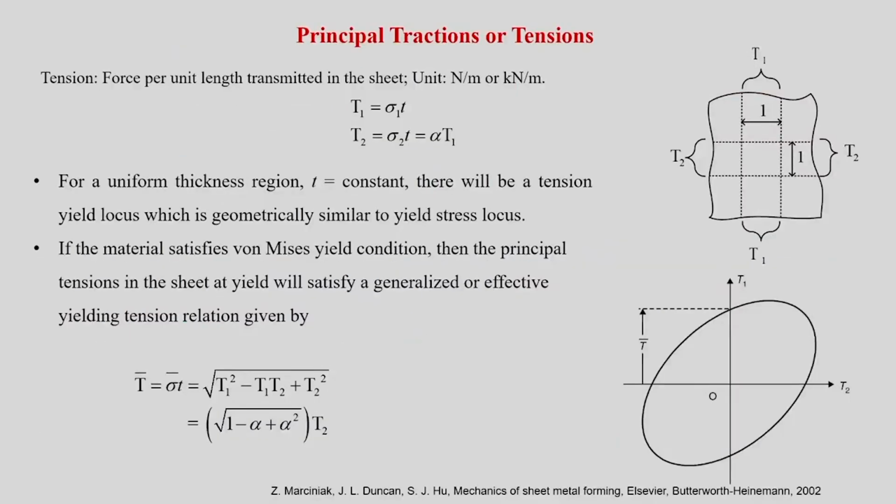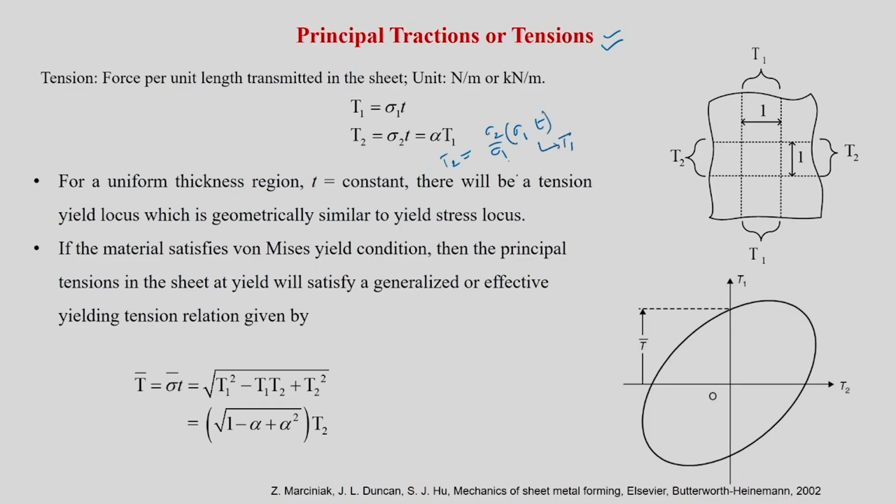Okay, so just to complete the last section of this, then we will go for a couple of problems. You will see that principal traction or tension. Tension is nothing but force per unit length transmitted in the sheet, or you can also say it is traction. Traction means just pulling. So T1 is nothing but sigma 1 into t, and T2 is nothing but sigma 2 into t. So sigma 2 by sigma 1 into sigma 1 into t is nothing but your T2, and this is going to be your T1.